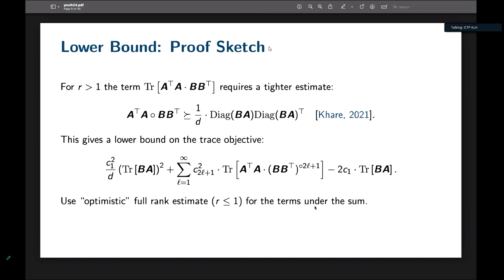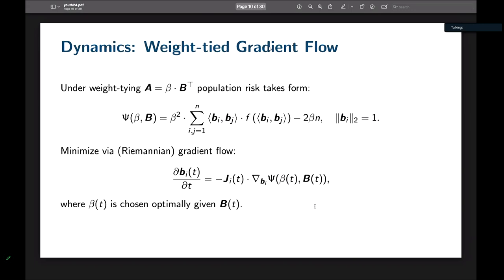Now the term which is linear, for this we will use this bound from Kare and others. How you do that: you basically decouple your first linear term from the rest, and you have the trace here from the objective. So now what we will do is trade off with some correct weight this trace into both of these terms. And this is quadratic in BA, so you can minimize it right away. And for the terms in this sum, we will basically use the optimistic estimate for rate smaller or equal to one, because we will just pretend that BB transpose is of full rank, which is kind of true in the high dimensional limit when you use a matrix concentration for rotationally invariant design. So yeah, that's the idea.